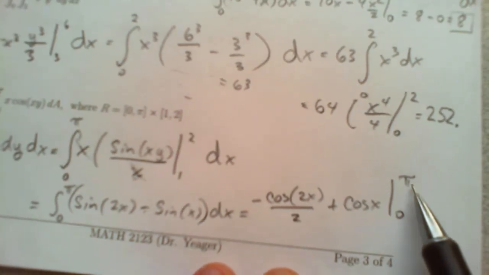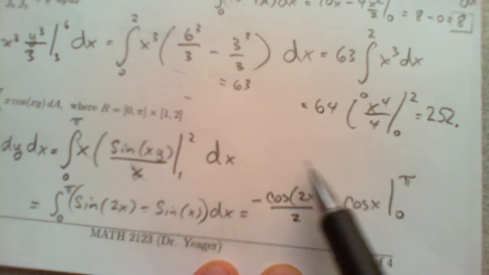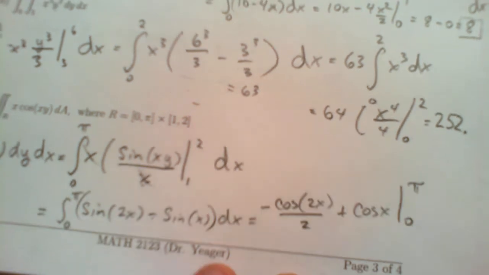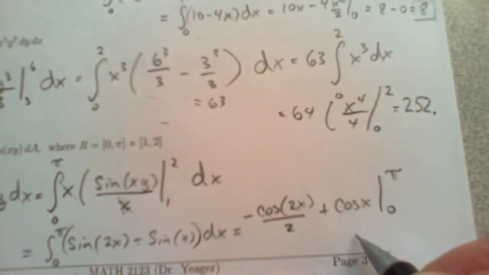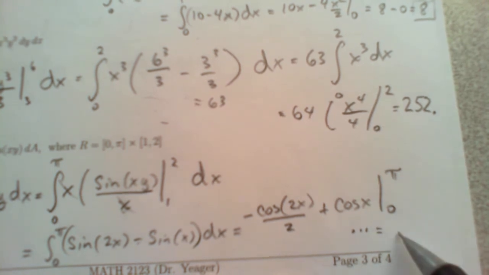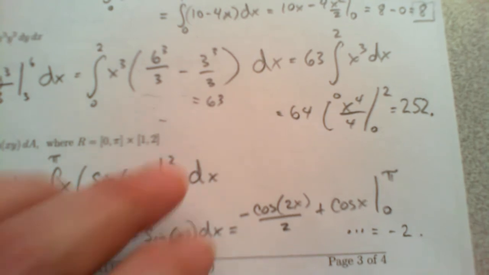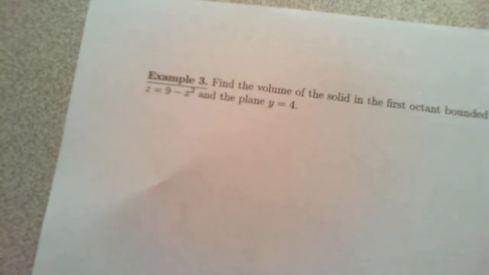So you'd first plug in pi in this, then subtract off what you would get if you plugged in 0. At the end, skipping a little bit because these are Calc 1 type computations, you're going to get -2 out of this. Let's see another couple of examples here.